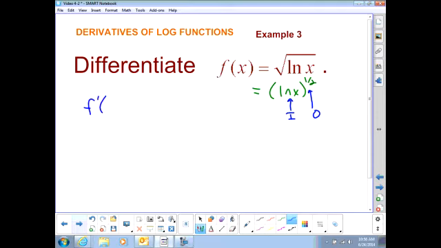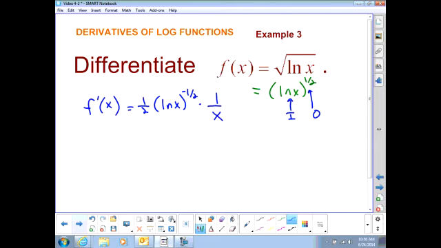So we do our derivative of the outside function first. Oops, this should be f prime of x. So we'll bring a 1/2 out front, keep the inside the same, now raised to the negative 1/2, times the derivative of the inside. Well, derivative of a natural log is just 1 over x.